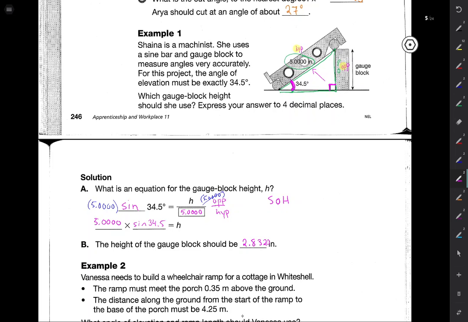So because of that, we are not using the inverse button. We are just using the regular sine button.